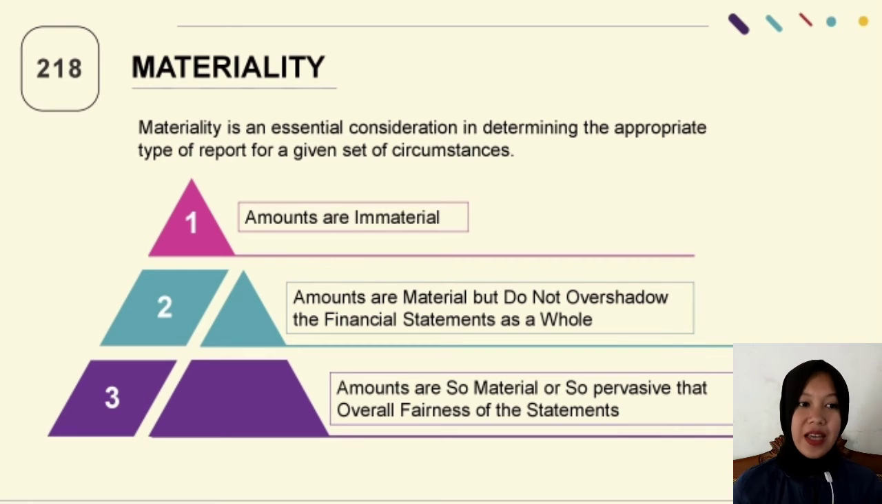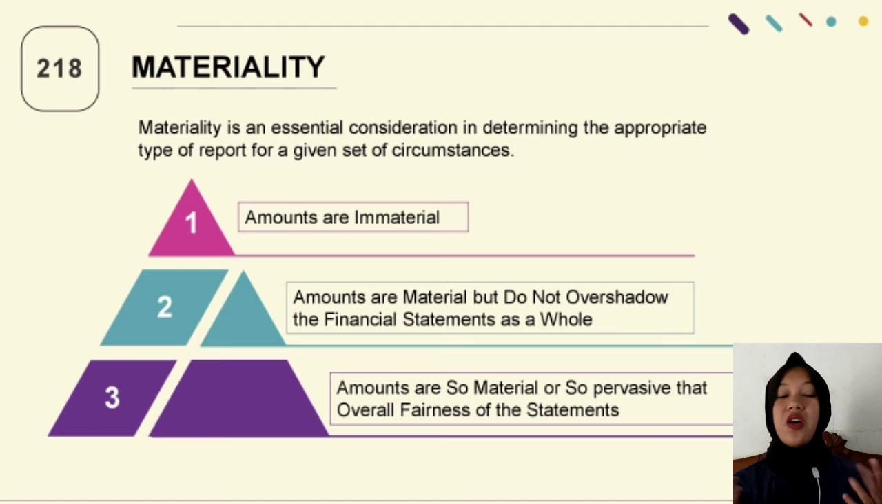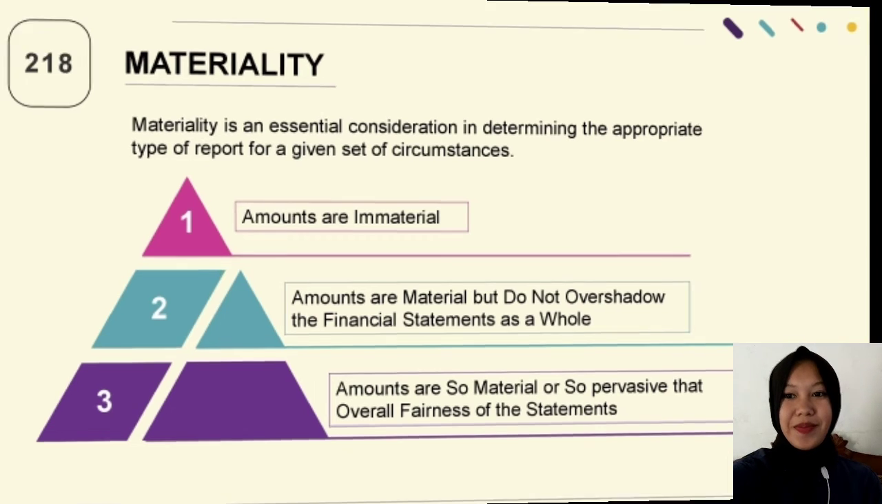And the next is amounts that are so material or so pervasive that the overall fairness of the statements is in question. The highest level of materiality exists when users are likely to make incorrect decisions if they rely on the overall financial statements.